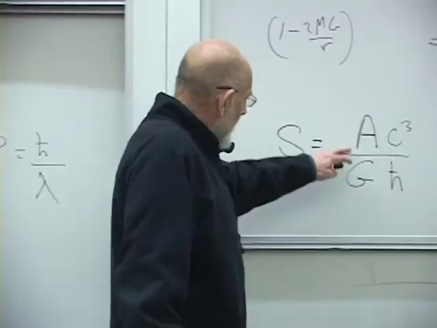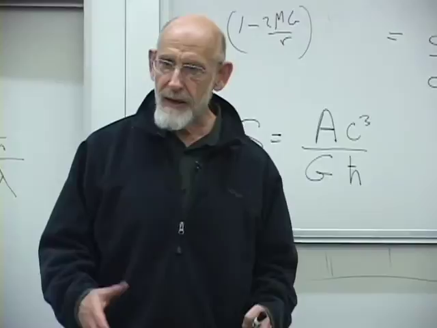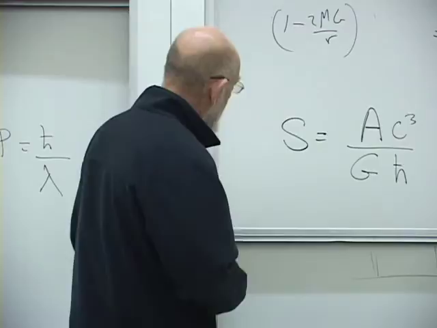So huge numbers of bits get stored on the surface of the black hole, proportional to the area, not the volume. So the amount of information that needs to be kept track of in a black hole is less than you might have expected. You might have thought it was the volume of the black hole, but it's still huge. All right, this is probably one of the most important principles of physics.